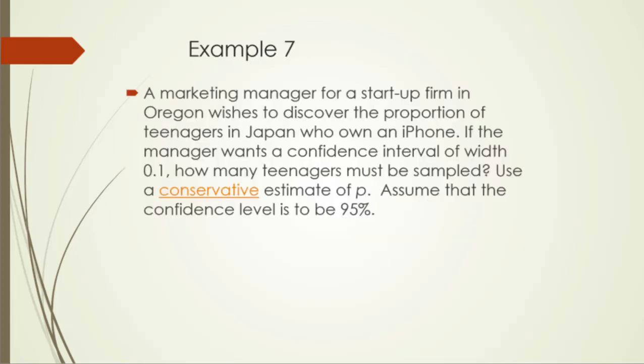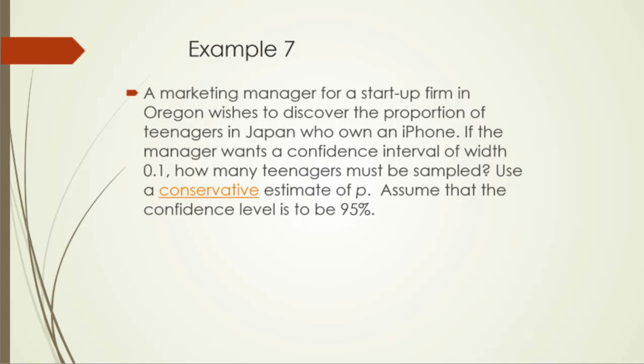In this example, we would like to have a confidence interval of a width 0.1. The width of the confidence interval is determined by the margin of error. In fact, it is twice of the margin of error. This suggests that the MOE should be 0.1 over 2, that is 0.05. The sample proportion is not given in this example. We would have to use a conservative estimate of P bar, which is 50%.